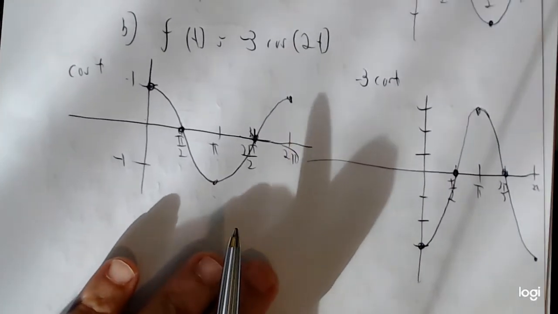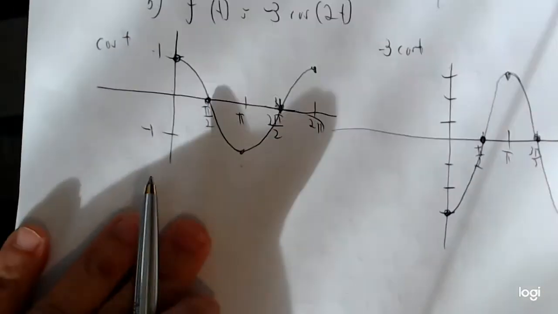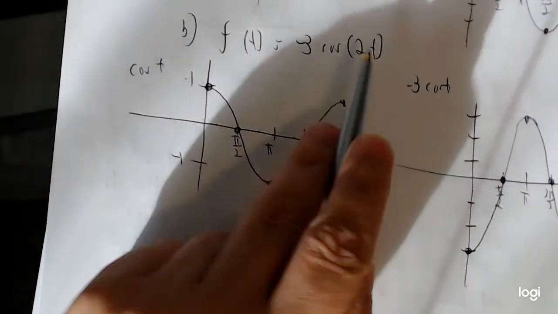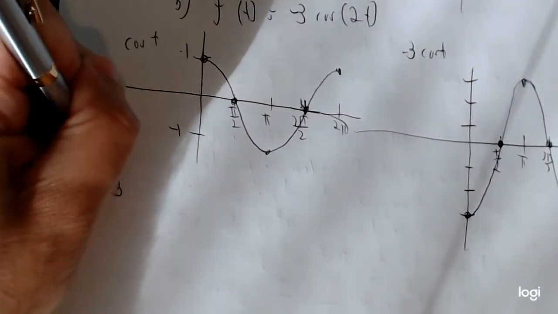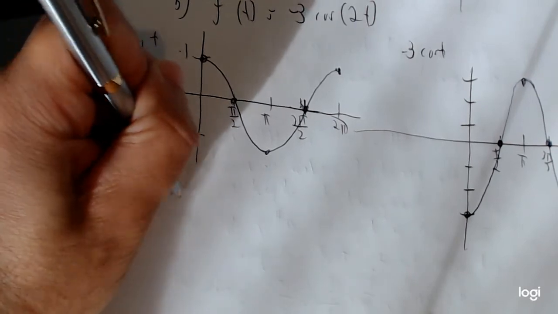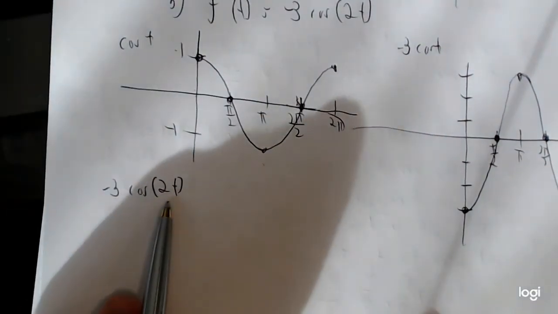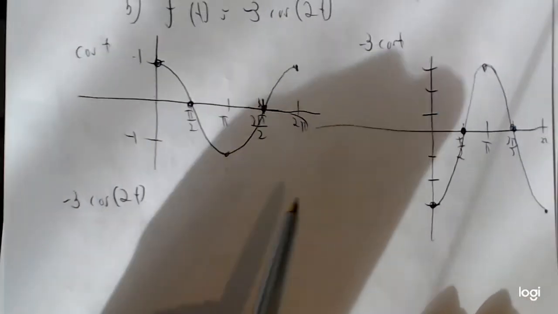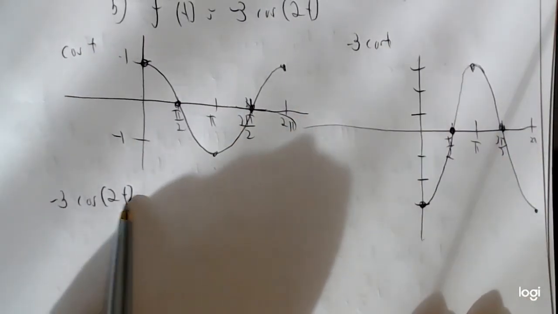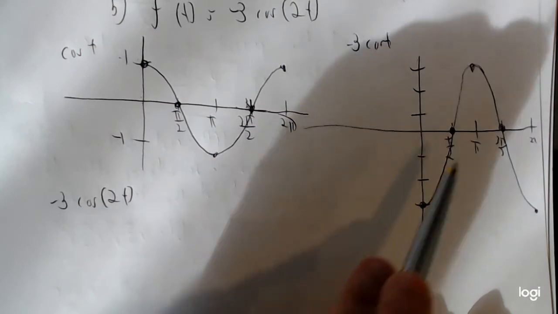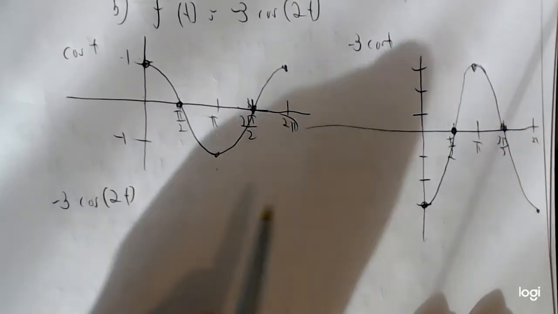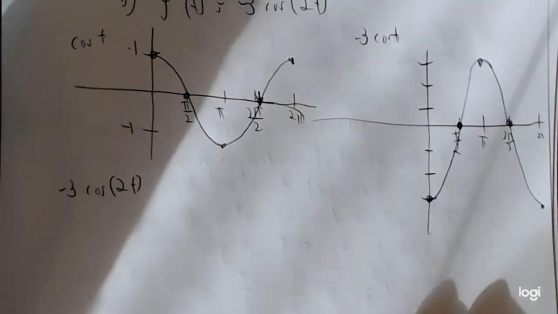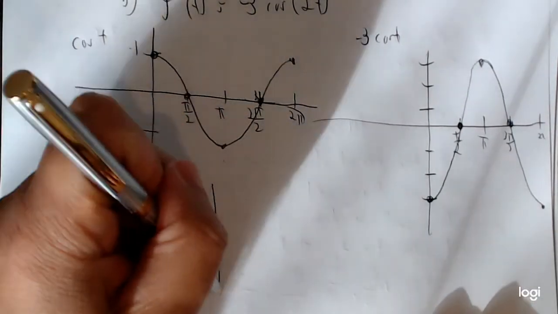Now, the last thing I need to do is take care of this 2t. So now, -3 cosine of 2t. What is this saying? If you remember earlier on, what do we say? The way we adjust the x value. So now this is affecting our t values, or the x values, as we call them. This is saying grab all of your x values and cut them in half, or multiply them by 1/2. So how's that going to change?